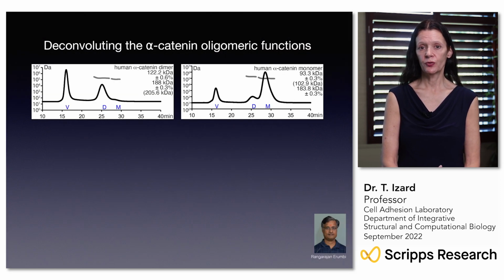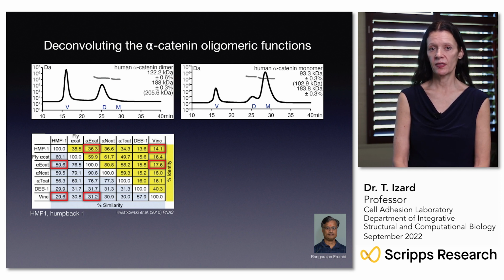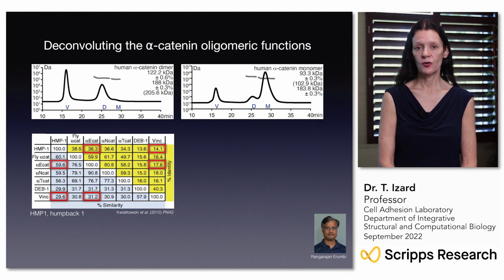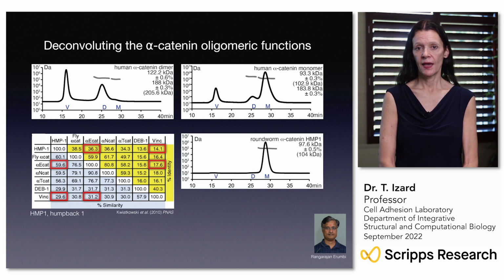So back to the 2 seminal publications in Cell that changed the way the field thinks. We wanted to determine the function of monomeric alpha-catenin without the contamination of dimeric alpha-catenin function. So we chose HMP1, which is the roundworm ortholog of alpha-catenin that has over 36% identity and almost 60% homology with human alpha-catenin. And HMP1 alpha-catenin is a strict monomer that does not dimerize at all.